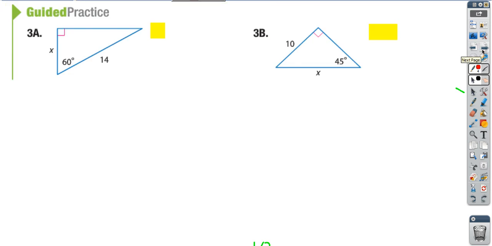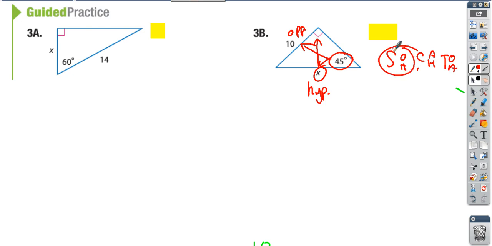Okay. Let's try one more of these. Let's do the 3b because that's a 45-90. We haven't done one of these yet. Okay, so here's the side. This side is opposite and this side is hypotenuse. And you can tell it's the hypotenuse because it's opposite to the 90. So we have opposite and we have hypotenuse. Well, if we remember from SOHCAHTOA, opposite and hypotenuse, that is the same as sine. So this is going to be the sine of 45 equal to opposite is 10, hypotenuse is x.